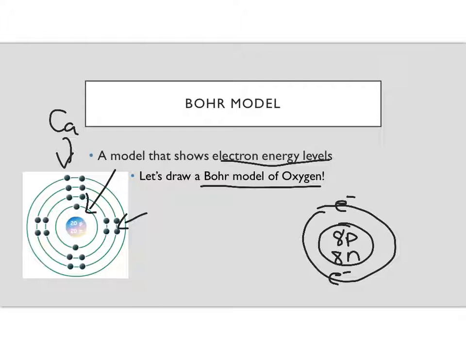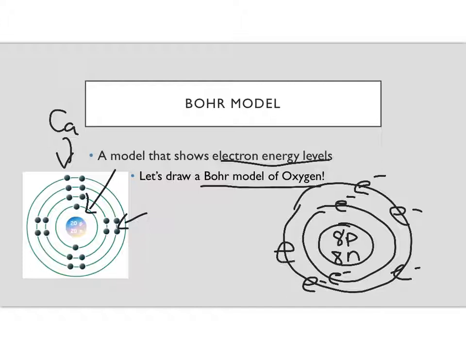And then there's 8 electrons altogether, right? However, that first level is full, so we need to put the next electrons on the second level. So there's 1, 2, 3, 4, 5, 6. Now if we count all of our electrons, we have 1, 2, 3, 4, 5, 6, 7, 8. That's 8 electrons for an oxygen atom. You can see we have 2 here on the first level and 6 on the second, and that is all the electrons that we need.